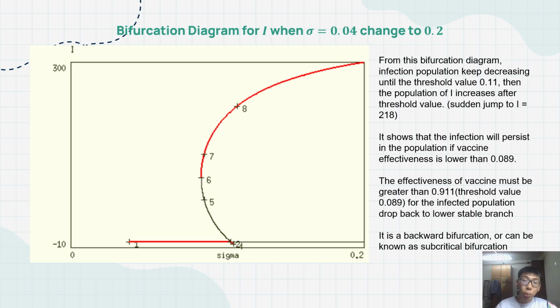However, from the backward direction, the effectiveness of the vaccine must be greater than 0.911, which is greater than the threshold value of 0.089. The effort is greater than from the forward. So it is known as the backward bifurcation, also known as subcritical bifurcation.